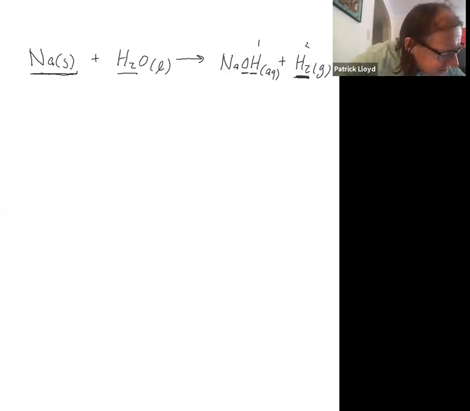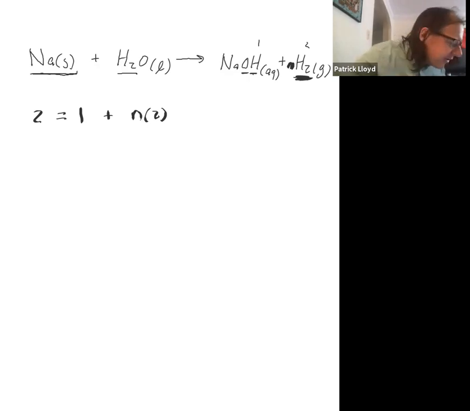See how this is all by itself? So what I'm going to do is ask myself a question. If I have 2 hydrogens on the left side, and on the right side I have 1 hydrogen plus n times 2, right? N times 2. Is there any way to make n a number such that we're going to have the same number on both sides?